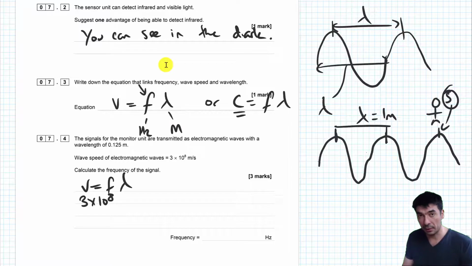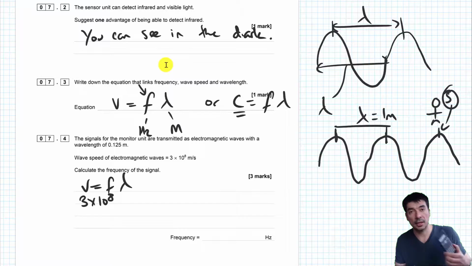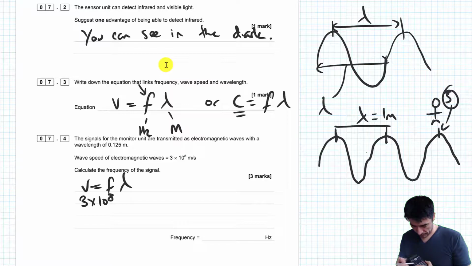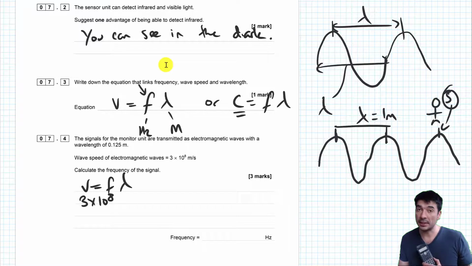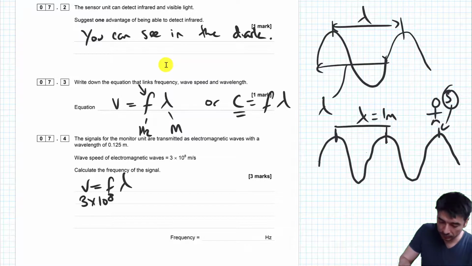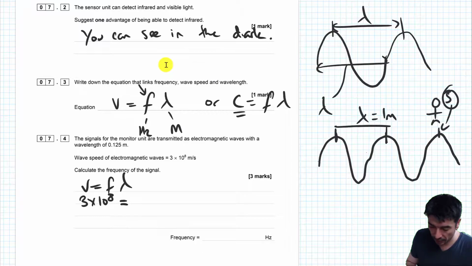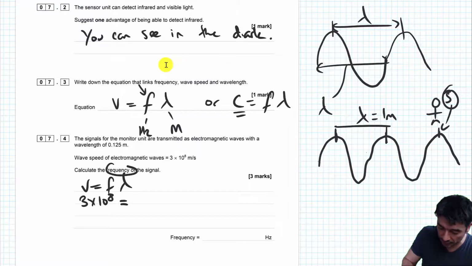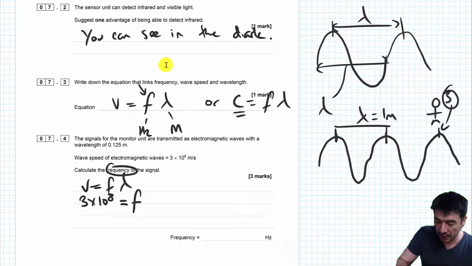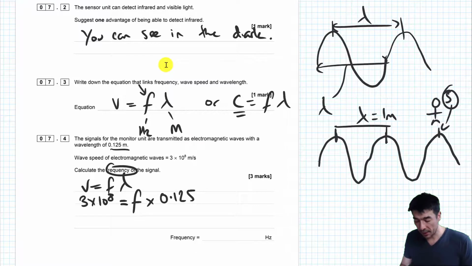Now you can write it in like that if you want. If you know how to do it on your calculator, it's the X button to raise the power. If you're not sure, it just simply means 3 with 8 zeros. Equals, now, do I have the frequency? Oh no, I'm supposed to calculate the frequency, so that's still there. Equals F and then times lambda, which is wavelength. Do I have the wavelength? Yes, I do, and it's in meters, so I don't need to change it. 0.125.